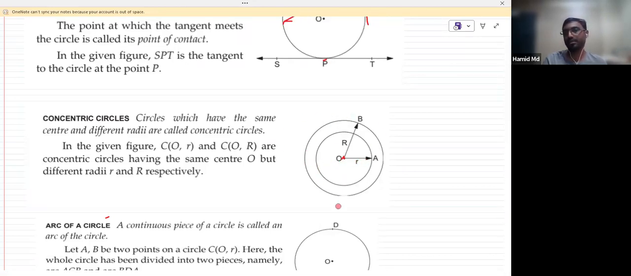If the radius is the same, it will be considered as one circle only. But we see a small radius is drawn for one circle, and another one is another circle. So the common thing is the center. Circles which have the same center and different radii are called concentric circles.